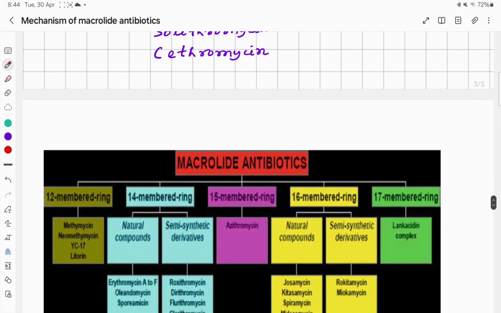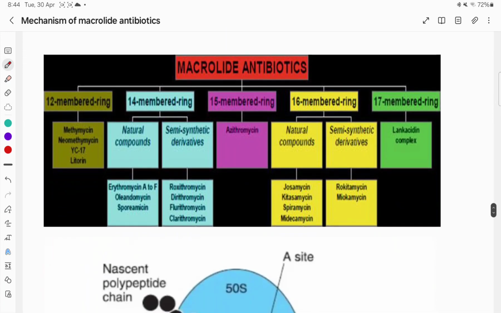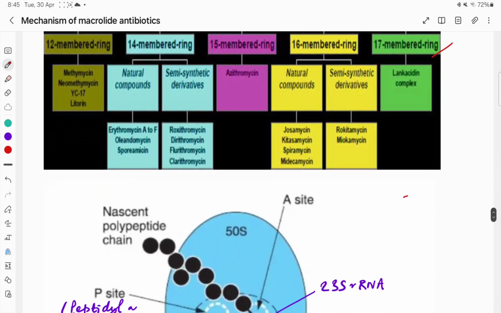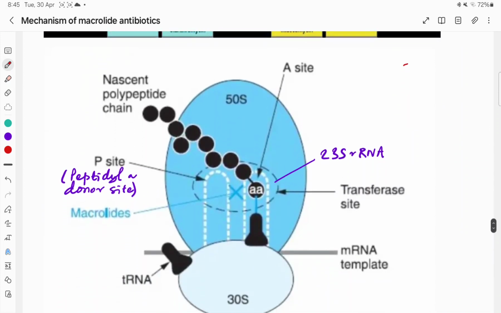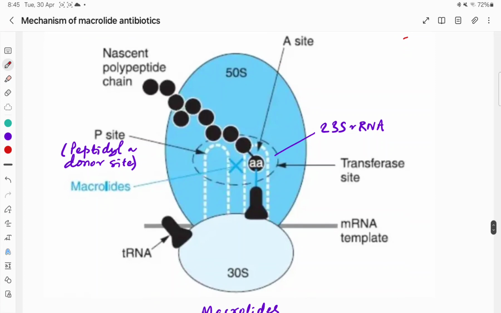So in this way we can classify them structure-wise, ring-wise, and there is another one, the 16-membered, 17-membered ring also there, and natural, semi-synthetic, and generation-wise. Now let us discuss the mechanism of action of the macrolide antibiotics.